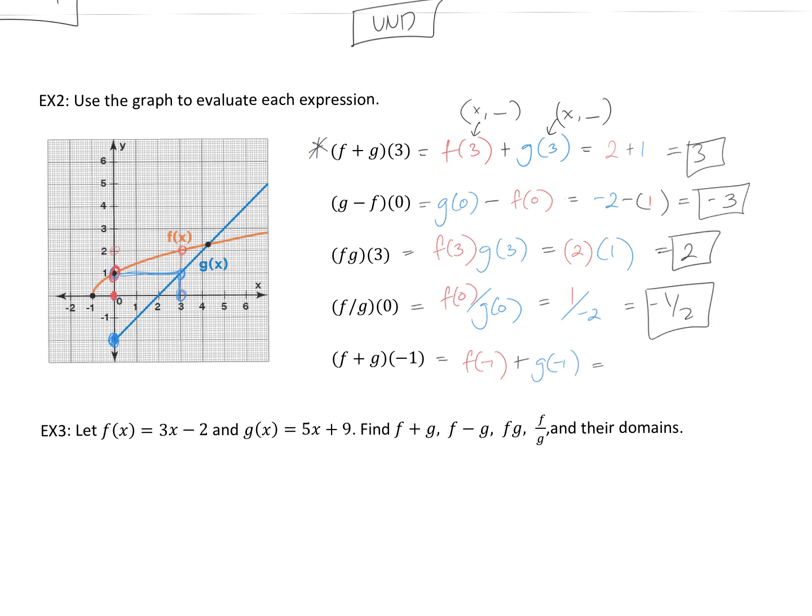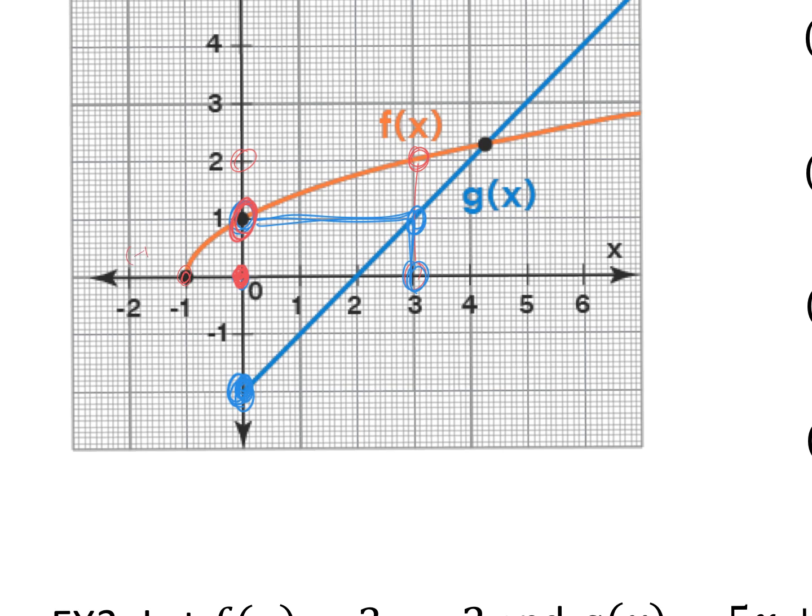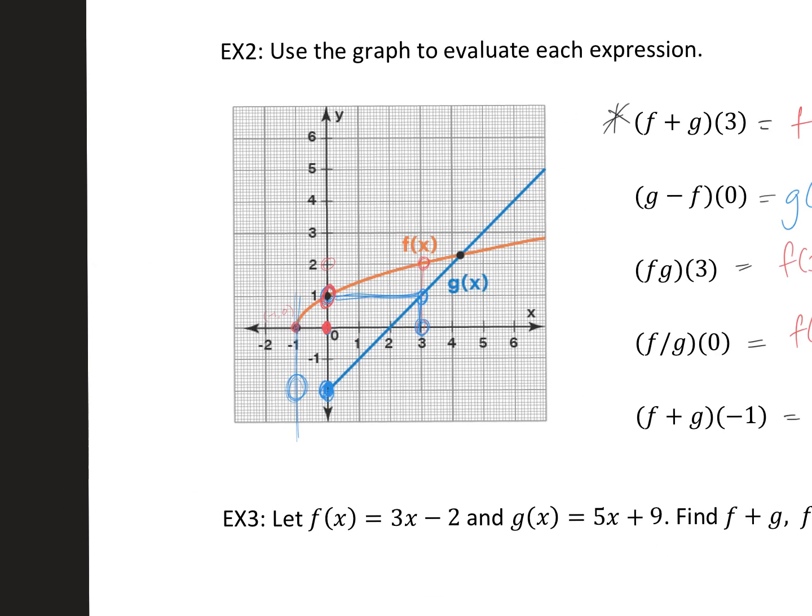And that's going to equal, let's see, f of -1. We haven't found that yet. So at the point -1, f is going to be -1, 0. And then for g of, oh wait, g doesn't have a -1 value along here. G doesn't have one.